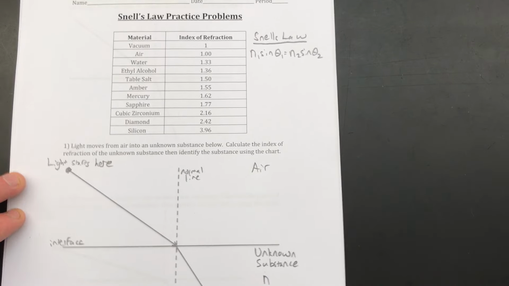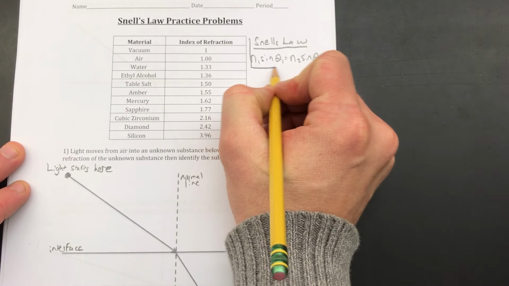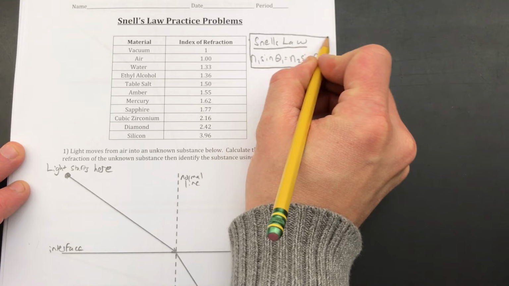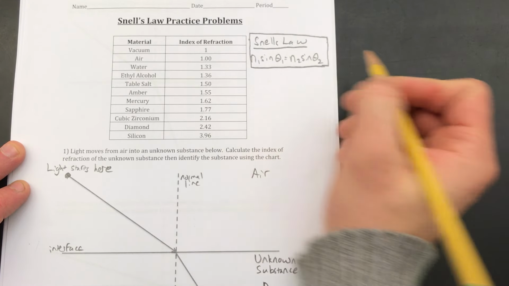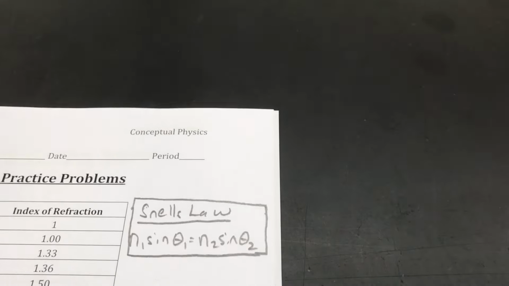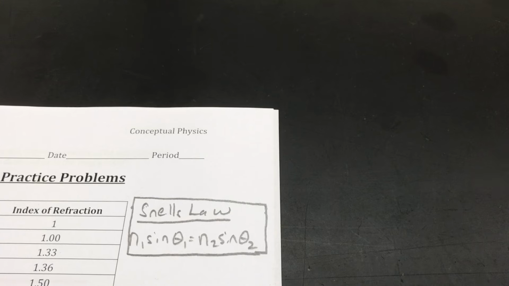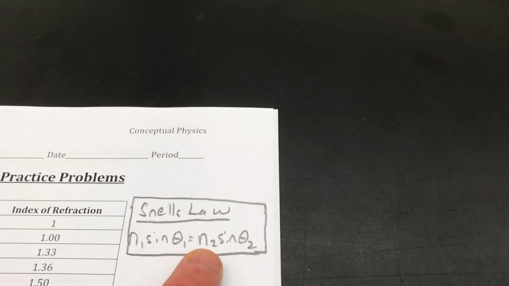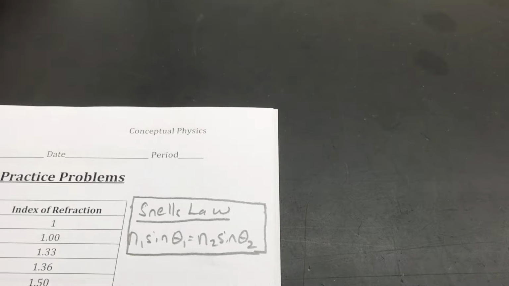Alright, Snell's Law, I want you to write it down and box it, right up in the top right of your worksheet. You can zoom into it right here. Snell's Law is n1 sine theta 1, so that's sine, like the trigonometry function. n1 sine theta 1 equals n2 sine theta 2. So write that down, box it. You could pause the video to do that now, and then restart it. We'll use it to do the problem below.